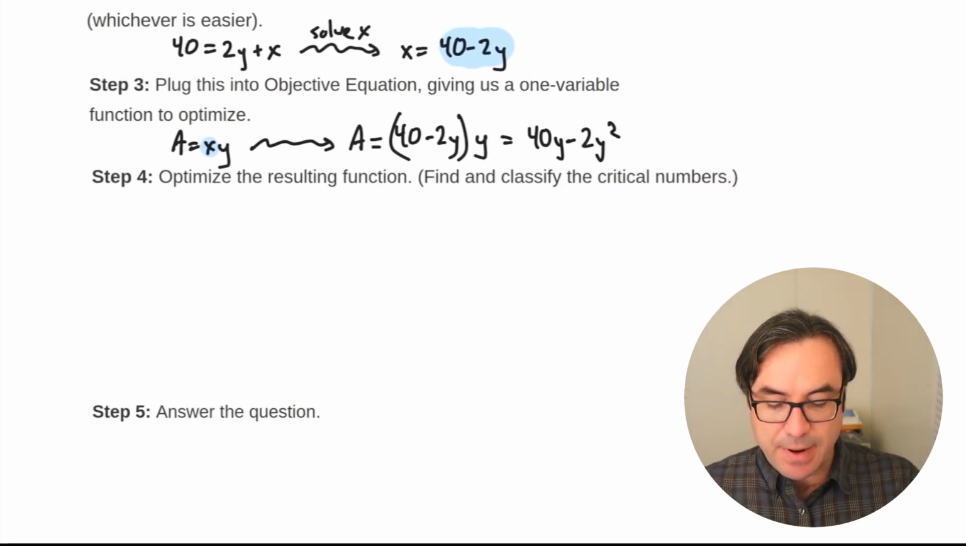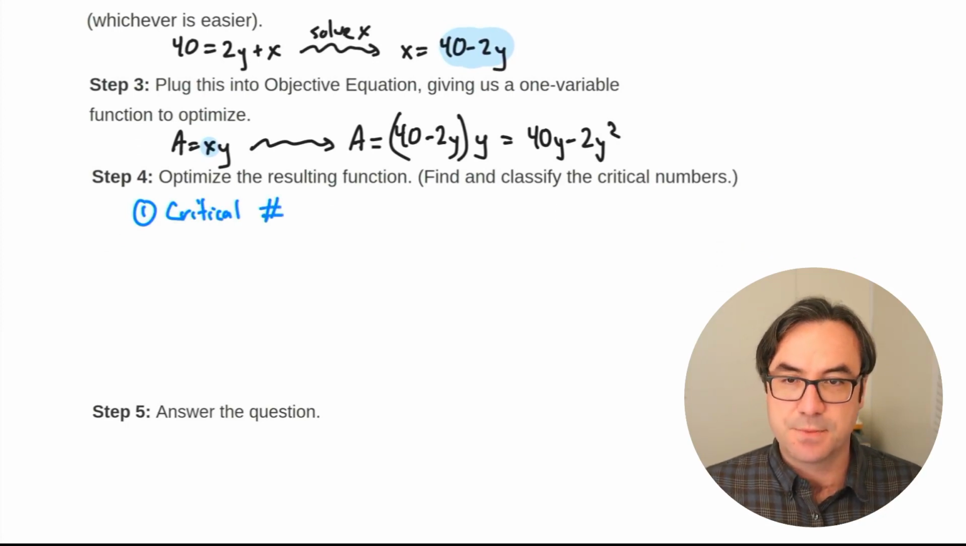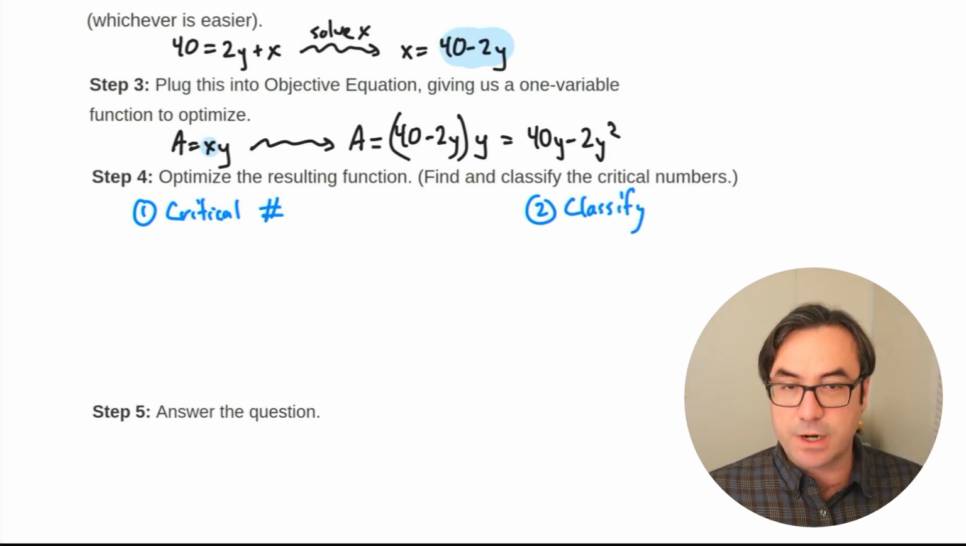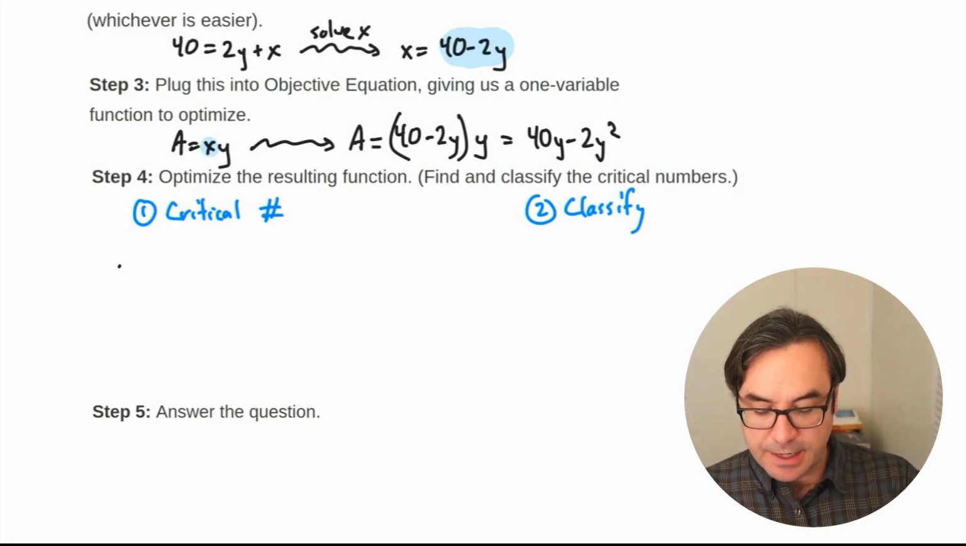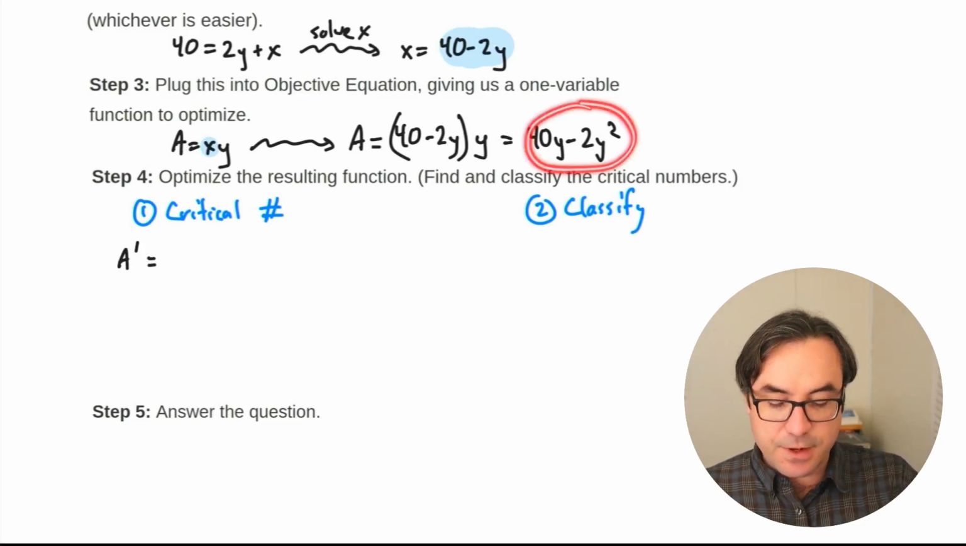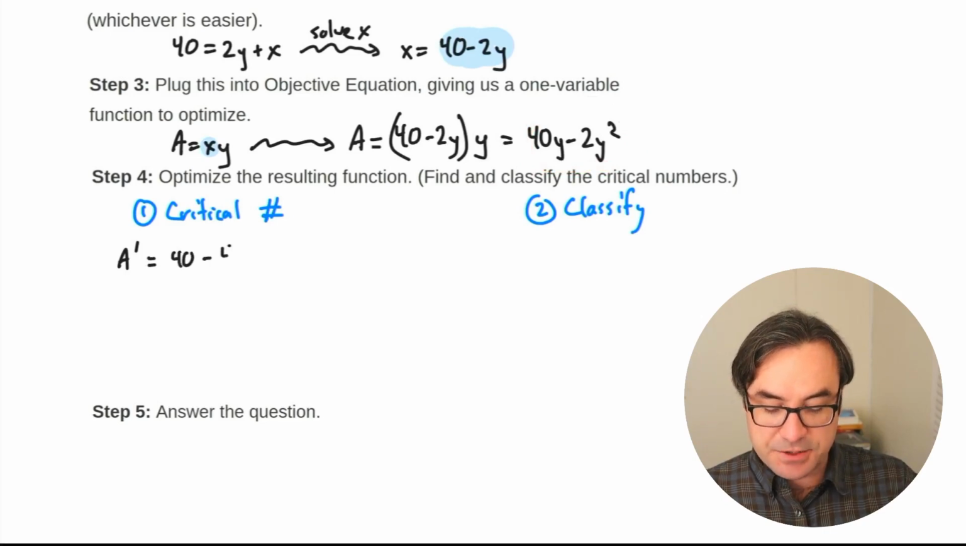So the way we optimize, the first step is we want to get the critical numbers. So we've got to find our critical numbers first. And then once we have our critical numbers, the second part is to classify them, make sure that we're getting a max or a min. All right, so let's find our critical numbers. So we're going to calculate the derivative. We'll call this A prime. And if we differentiate, we get 40 minus 4y.